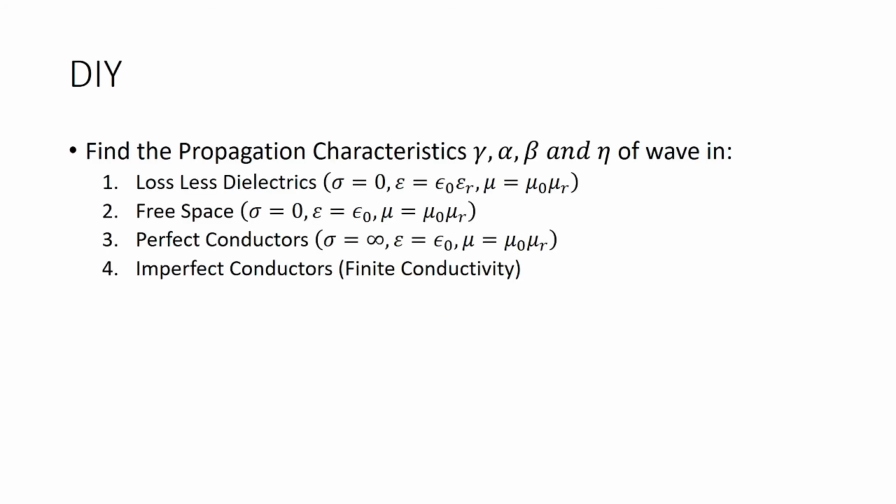Please do these calculations on your own. Determine gamma, alpha, beta and eta of a wave in lossless dielectrics, free space, perfect conductors and also imperfect conductors. The meaning of imperfect conductors is that sigma is not equal to infinity, but sigma is a very high value. In this, you would be introduced to another concept called skin depth. So I suggest you please do this on your own.